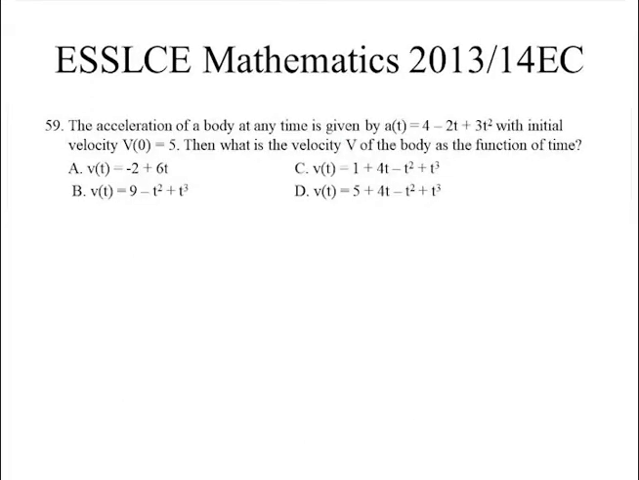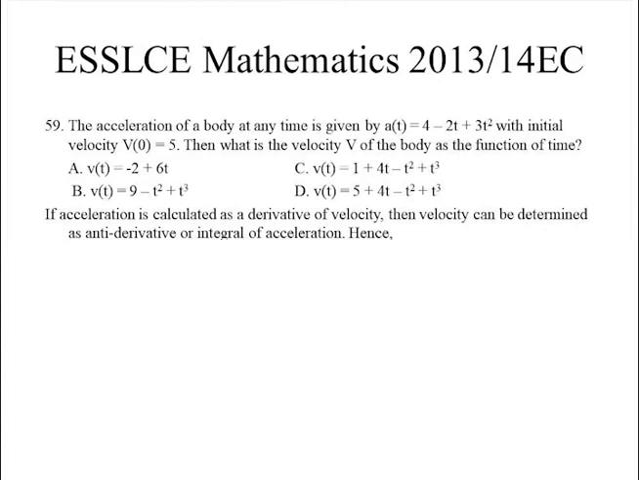Question number 59. The acceleration of a body at any time is given by a as a function of t is equal to 4 minus 2t plus 3t squared, with initial velocity v at 0 is equal to 5. Then what is the velocity v of the body as a function of time? If acceleration is the derivative of velocity, then velocity can be determined as the antiderivative or integral of acceleration. Hence, velocity as a function of t is equal to integral of acceleration as a function of t dt.